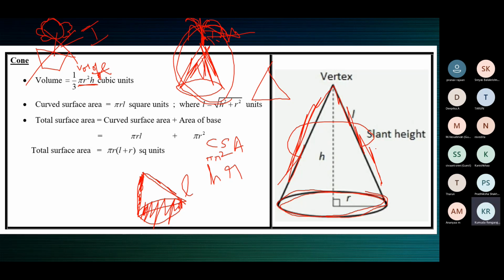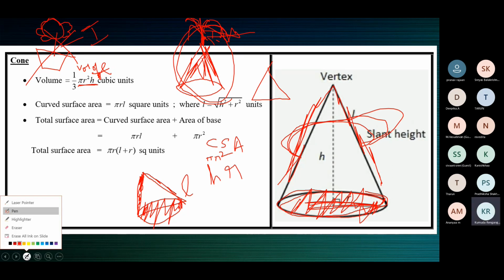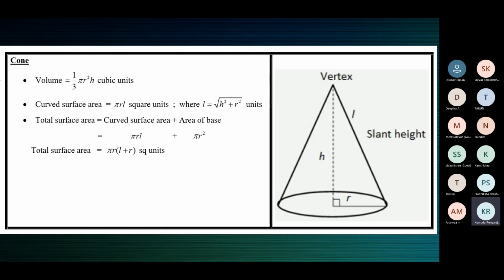A solid cone, when I say solid cone, the base is also packed. So when you look at a solid cone, it has two areas. One is the curved surface area and the other is the area of the base. Base is a circle, so the area is pi r square. And the curved surface area is pi r l. Now let's see all the formulae. We understood this. Volume is 1/3 the volume of a cylinder of the same radius and height. So 1/3 pi r square h.